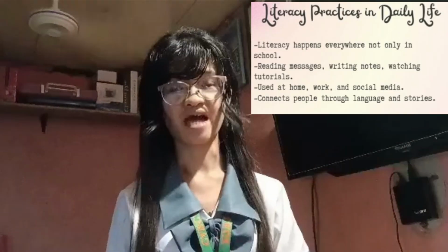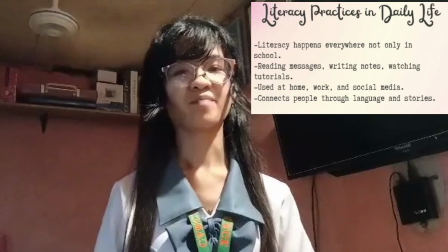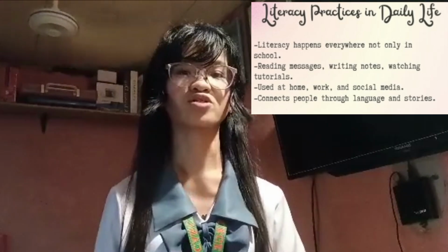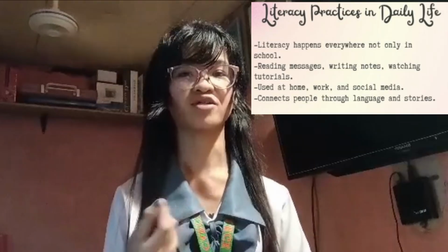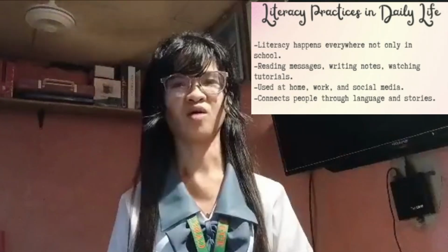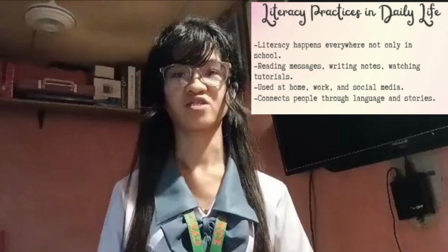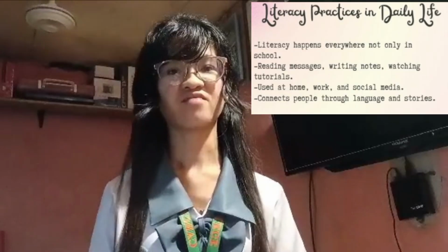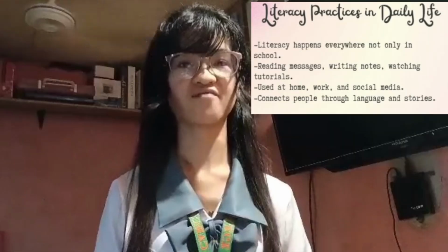So next we have use at home, work, and social media. When parents help their children with homework, when workers read job instructions, or when someone writes a shopping list, they are using literacy in real situations. So literacy happens everywhere, at home, in school, in the market, and on the internet. These everyday practices show that literacy is part of identity and social life.